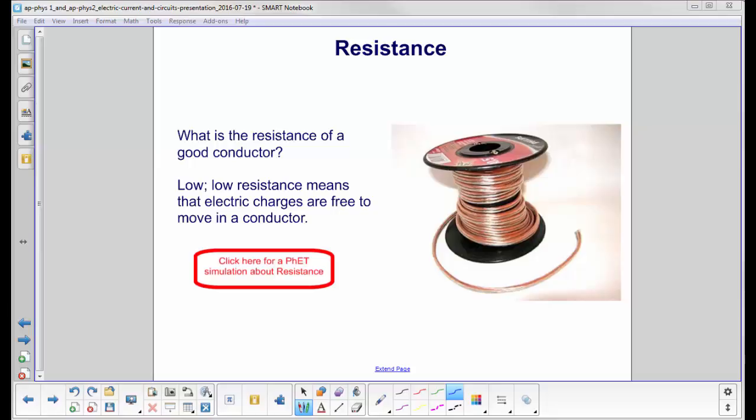But in addition to resistivity, the length and the cross-sectional area also come into play. The length, you need whatever length is required to connect up your circuits, so you can't control that too much. However, the area, you can use different size wires. If you need more current to flow, you need a bigger, fatter wire, one with greater cross-sectional area. For lower currents, you would use a thinner wire. And once again, please click over here for a University of Colorado simulation about resistance.